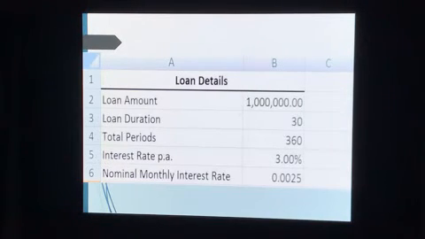Interest per annum will be 3%. For the nominal monthly interest rate, the annual interest is 3%, and because the compounding periods are monthly, we will divide it by 12. So the nominal monthly interest rate will be 0.025.